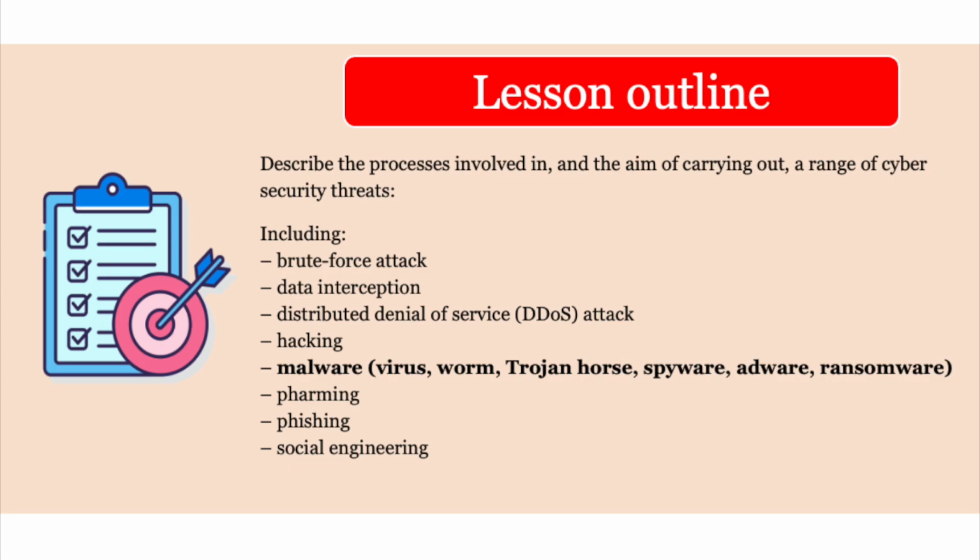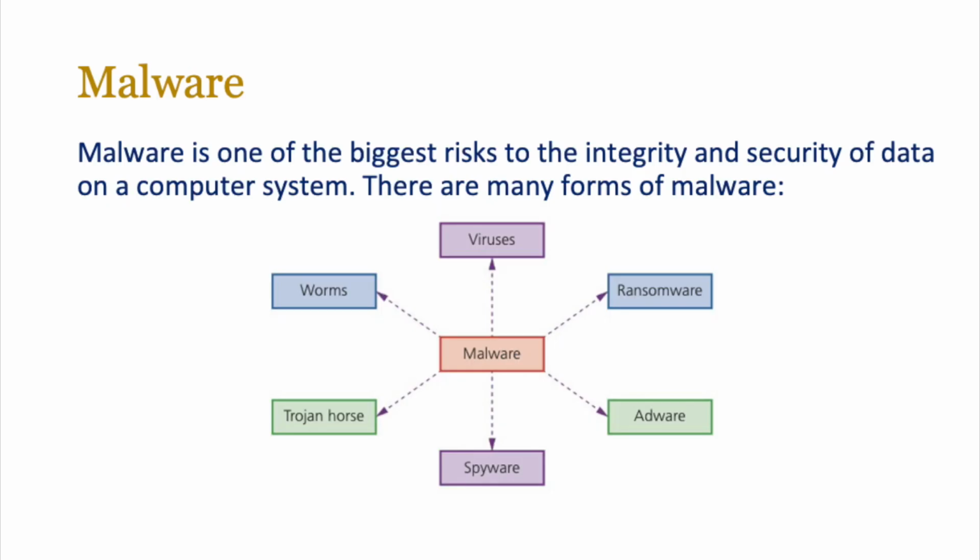So let's begin. Malware is a term used to describe any malicious software that is designed to disrupt your computer or data. Now, there's several types of malicious software that you need to know about: viruses, ransomware, adware, spyware, Trojan horses, and worms. It's one of the biggest risks to the integrity and security of data, especially on computer systems, and you need to know how each of these threats work and what you could do to defend against them.